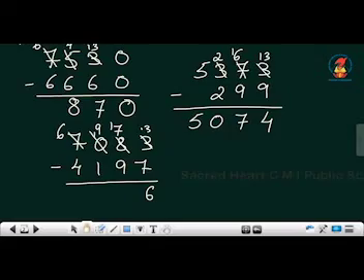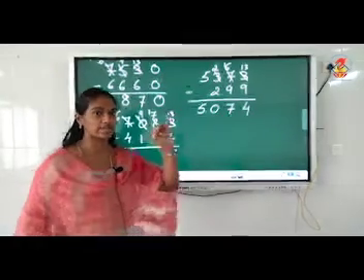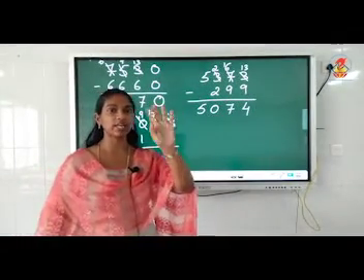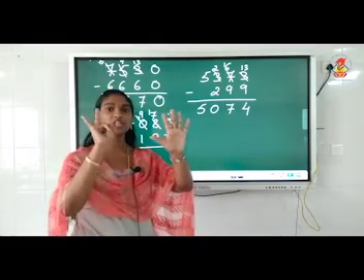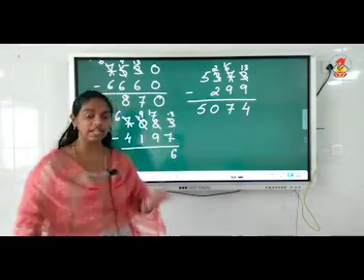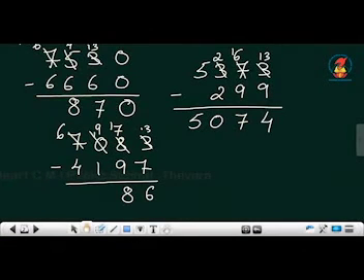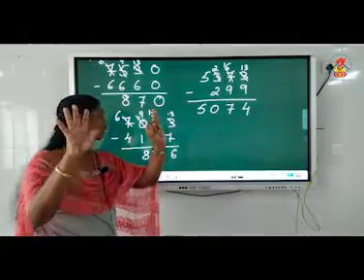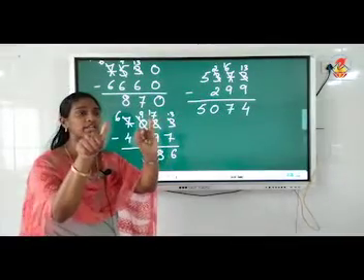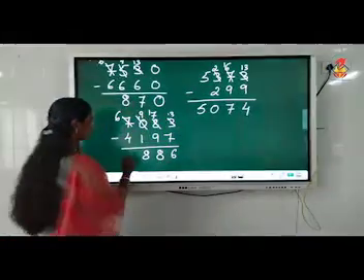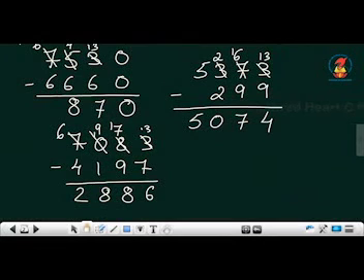So what is 17 minus 9 now? After 9, 10, 11, 12, 13, 14, 15, 16, 17. How much did I get? 8. So the answer is 8. Then I have here 9 minus 1. What is 9 minus 1? Predecessor, the number before. 8. 6 minus 4. From 6, take away 4. How much do I get? I get 2. So I got the answer 2886. Okay.